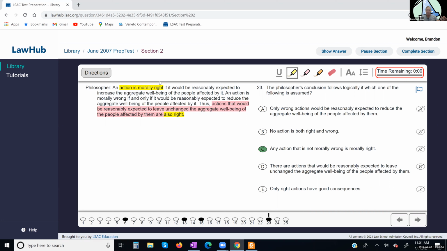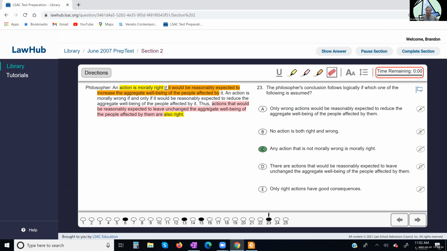Now, evidence about right, yeah, we have right here. This is the first thought. Okay, morally right. We have evidence that tells me it's right. In fact, conditionally, I like the structure here. An action's morally right if we get this orange characteristic, then we know it's right. So if we can connect pink and orange, then we have a valid argument. Now, we know it's not going to be valid because it's a sufficient assumption question, but I'm thinking at first, maybe this is my jump, right? An action is right if it would be reasonably expected to increase the aggregate well-being of the people.